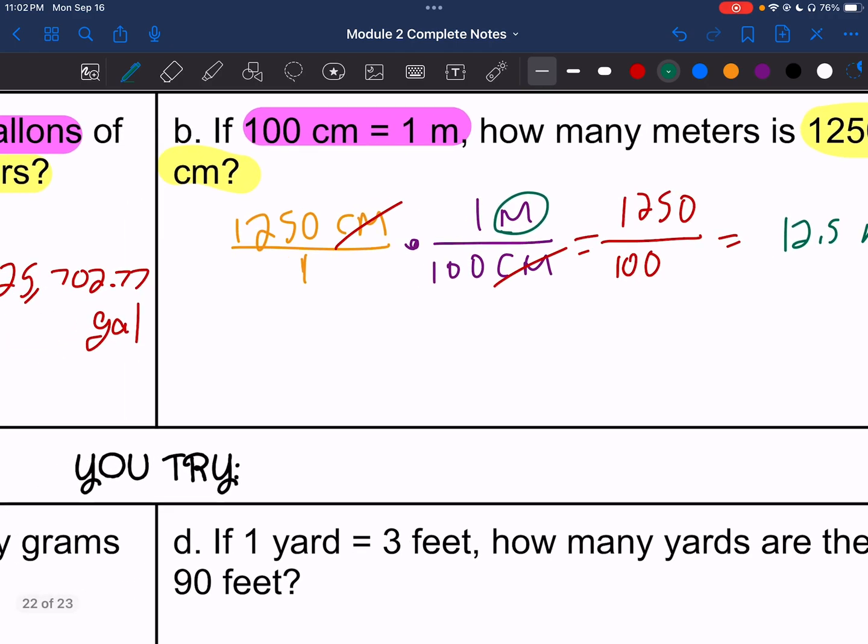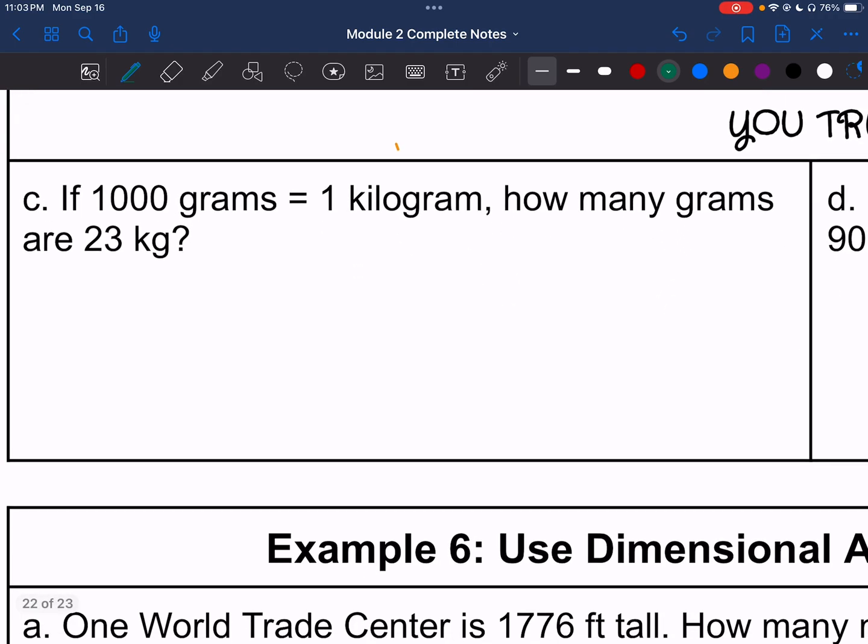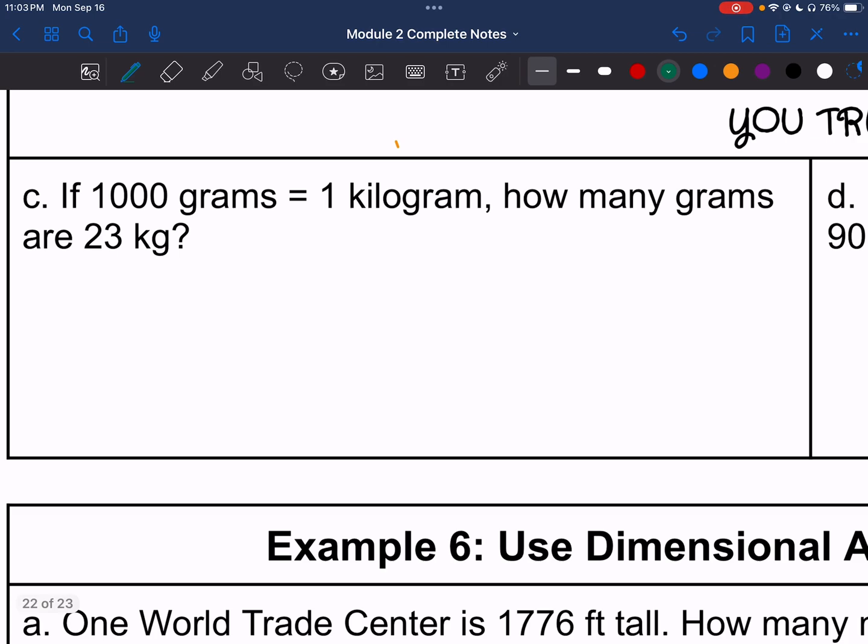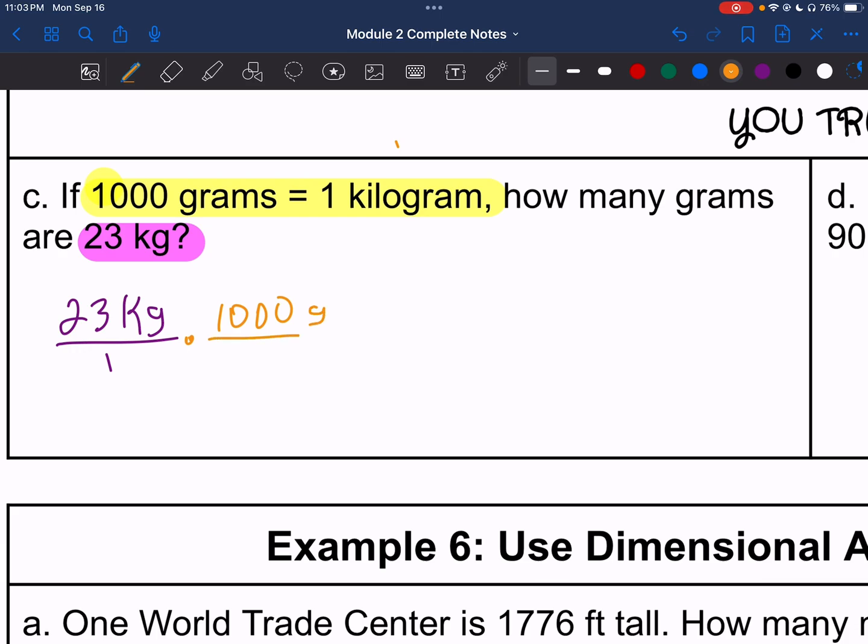All right, now we're going to go ahead and look at letter C. This is a you-try problem, so please try this one and letter D on your own, and then we will go over them with my work. So if 1,000 grams is 1 kilogram, how many grams are 23 kilograms? So we're going to start with 23 kilograms over 1. And as you do this work, I encourage you to be showing your work exactly how I am and lining up your units so that they cancel out. So again, we have 1,000 grams per 1 kilogram.